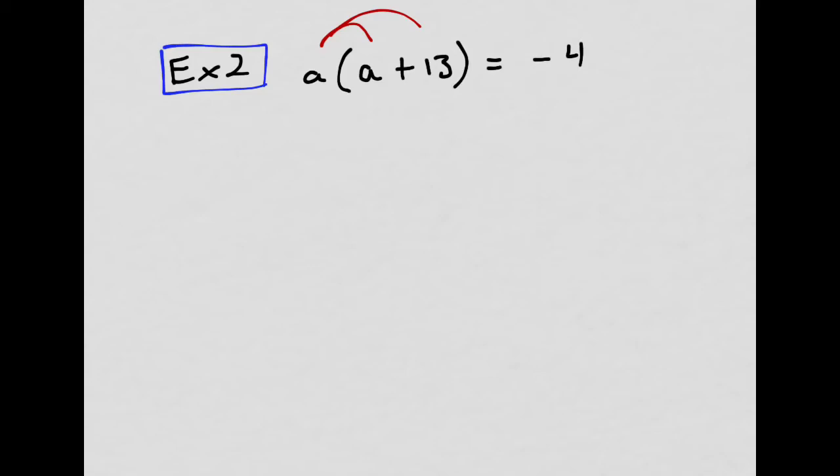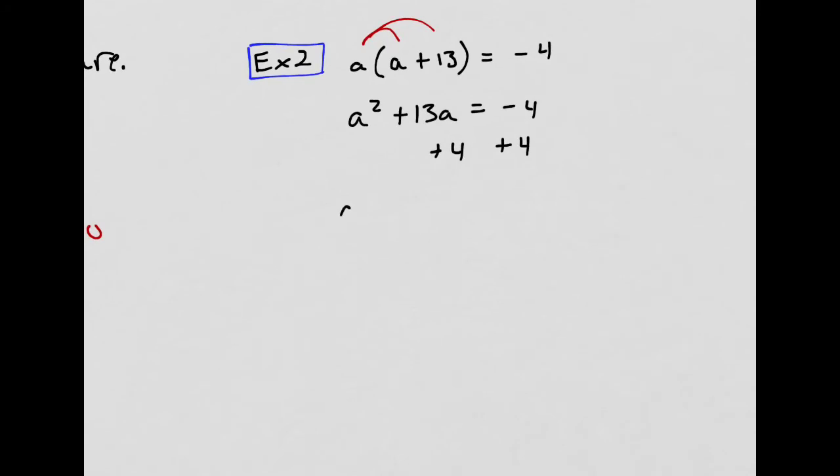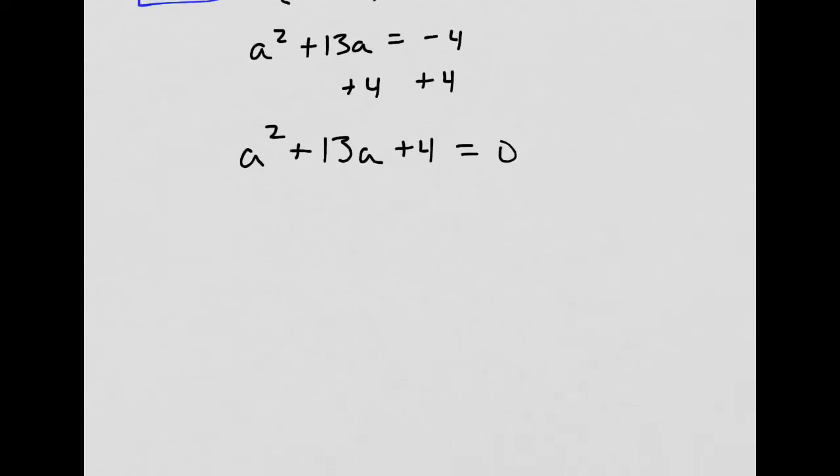We got a squared. It's so nice. A squared. How you doing, a squared? Nice to meet you. Then it's the 13a equals negative 4. And I'm going to add the 4 over just to make it look like normal. So I get a squared plus 13a plus 4 equals 0. I cannot combine these because this one doesn't have an a, so they're not like terms.